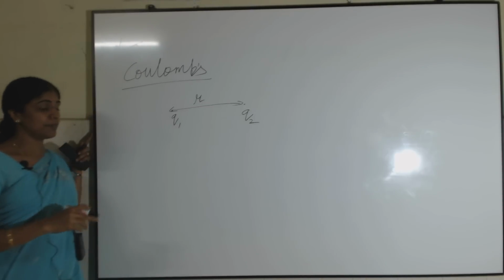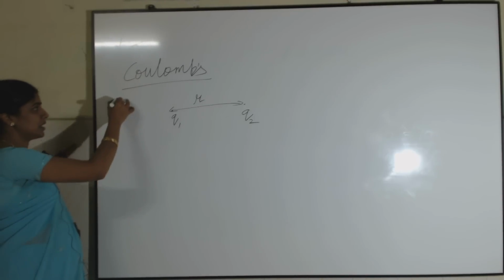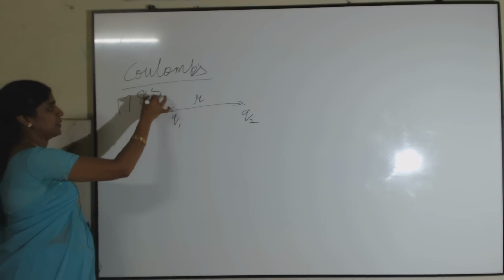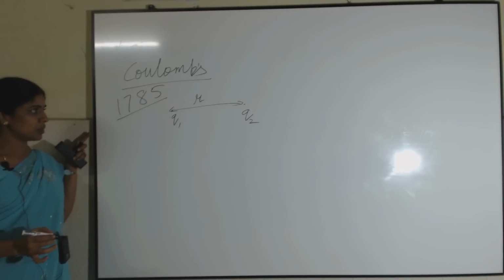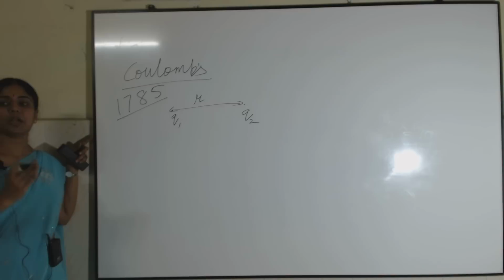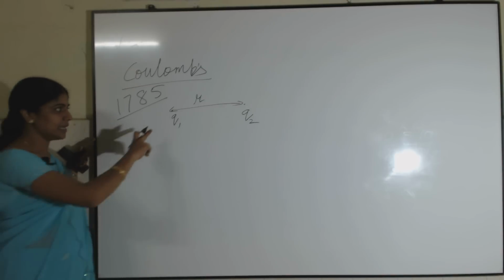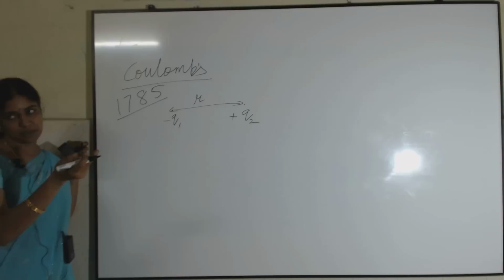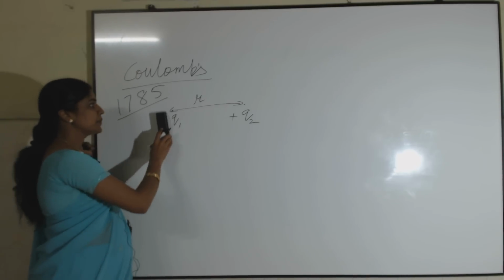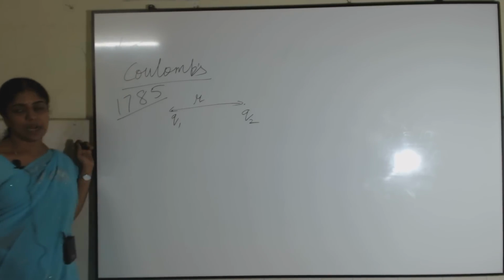This was first studied by the scientist named Coulomb in the year 1785. So, this law we call the Coulomb's law. Coulomb's law tells you about the force of attraction or repulsion. If they are like charges, they will repel. If they are unlike charges, they will attract. So, it may have either a repulsive force or an attractive force.